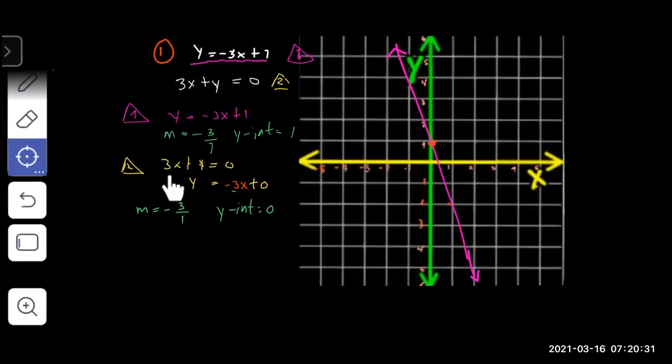What do you notice about equation 1 and equation 2, guys? What can you get out of these equations? Can you see that they have something in common, the same slope, or something different? I don't know. What do you see, guys? Look at this and look at this. They have the same slope.